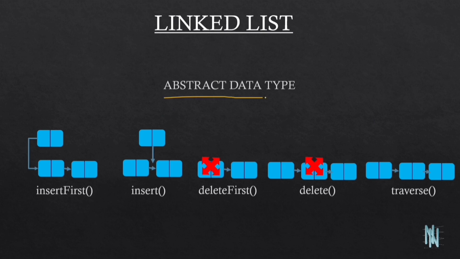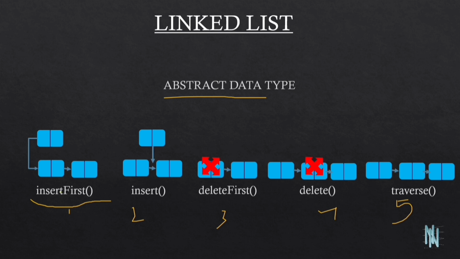Linked list is known as an abstract data type. We have seen in our previous video about stack, which is also an abstract data type. So why is linked list termed an abstract data type? Because it is a collection of multiple operations. You can see here insert first, insert, delete first, delete, and traverse. These are 5 operations, and the user focuses on the operation rather than the backend process. That's why it is known as an abstract data type.